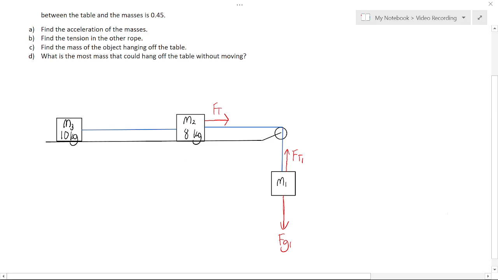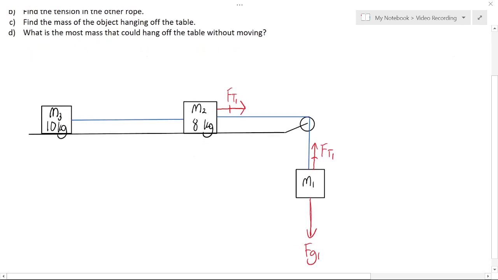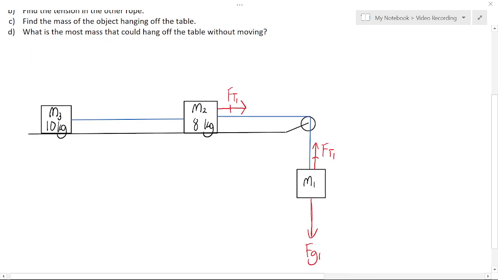And of course, this is the same tension force, also Ft1, because the tension is constant within one rope always. So this is one rope going through a pulley, and within one rope, you have to have the same tension at all points within a rope.